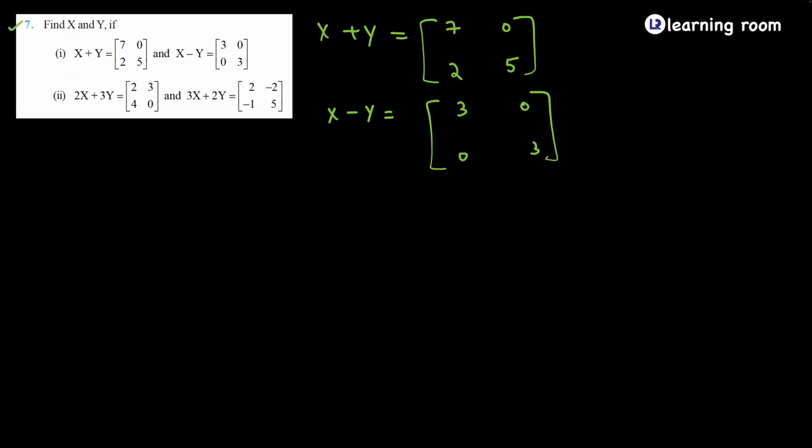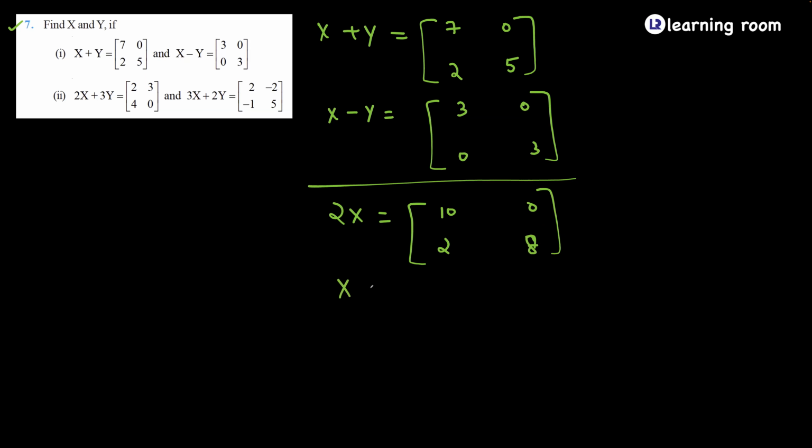So for the seventh one, find x and y if x plus y is 7025 and x minus y is 3003. So x plus y is equal to 7025, x minus y is equal to 3003. When you add both, what will happen? Y and y will get cancelled. 2x will be equal to 10028.